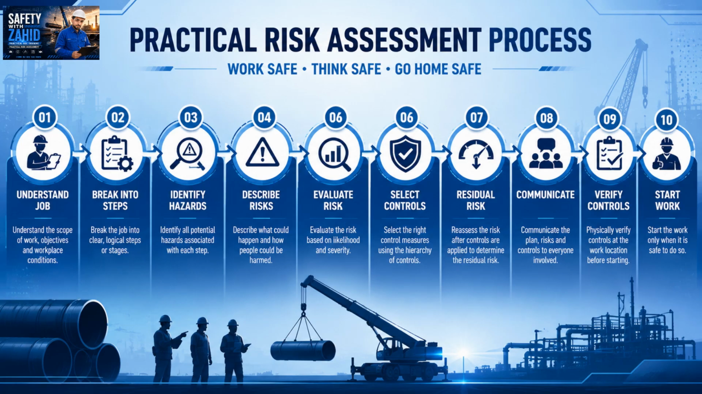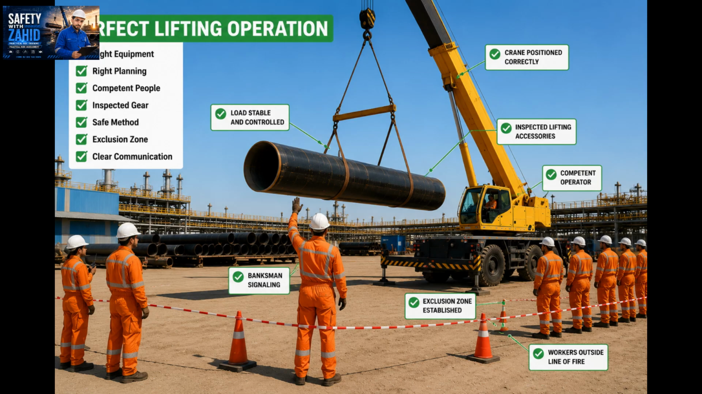Let us summarize the whole process. Understand the job, break it into steps, identify the hazards, describe the risks, evaluate likelihood and severity, select effective controls, calculate the residual risk, communicate the assessment, verify the controls in the field, then and only then start the work.